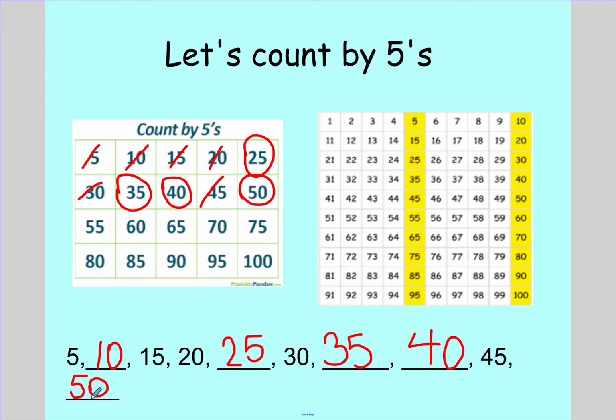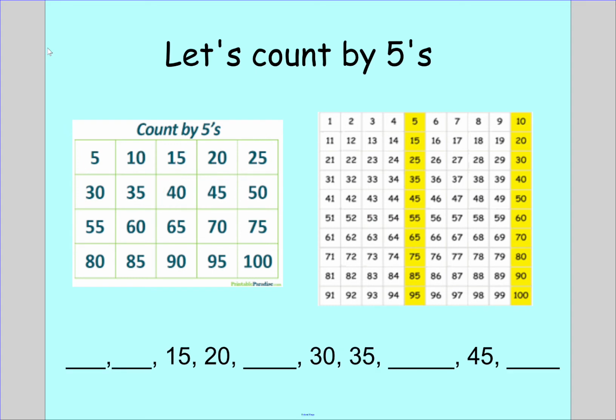And I'm going to check my math. I'm going to make sure that all my numbers end with 5 or 0. 5, 10 ends with 0. 15, 20, 25, 30, 35, 40, 45, 50.